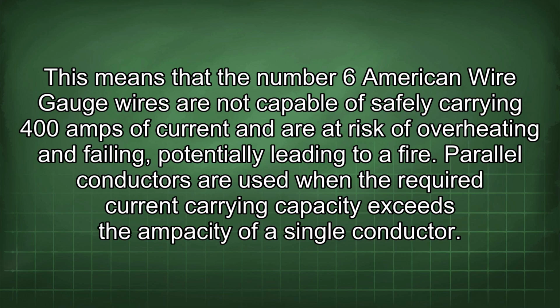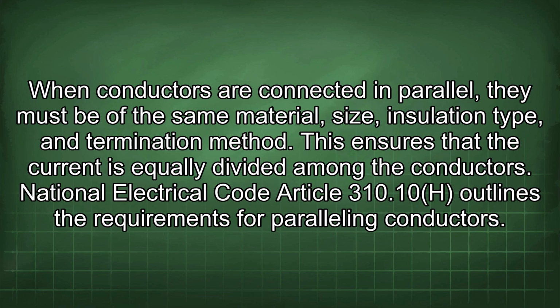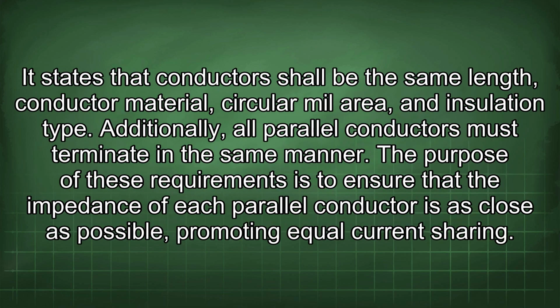Parallel conductors are used when the required current carrying capacity exceeds the ampacity of a single conductor. When conductors are connected in parallel, they must be of the same material, size, insulation type, and termination method. This ensures that the current is equally divided among the conductors. National Electrical Code Article 310.10(H) outlines the requirements for paralleling conductors. It states that conductors shall be the same length, conductor material, circular mill area, and insulation type. Additionally, all parallel conductors must terminate in the same manner.